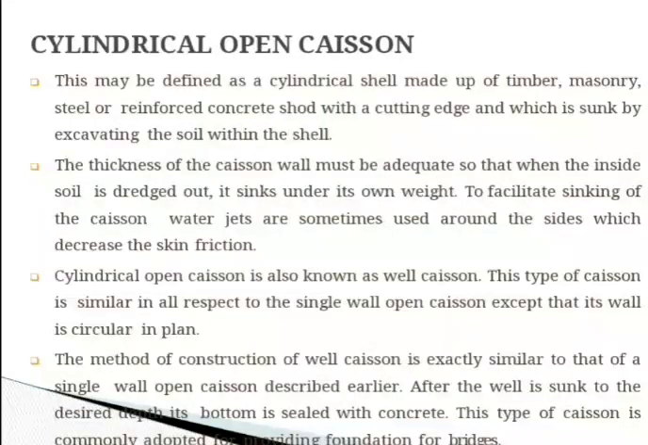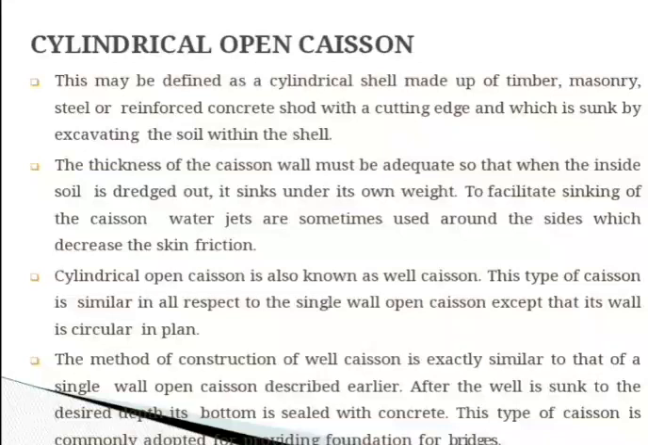So next one is the cylindrical open caisson. This may be defined as a cylindrical shell made up of timber, masonry, steel or reinforced concrete, fitted with a cutting edge, and which is sunk by excavating the soil within the shell. The thickness of the caisson wall must be adequate so that when the inside soil is excavated, it sinks under its own weight. To facilitate the sinking of the caisson, water jets are sometimes used around the sides, which decreases the skin friction. Cylindrical open caisson is also known as well caisson.